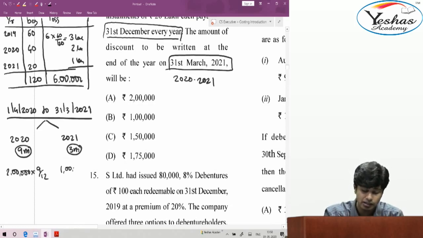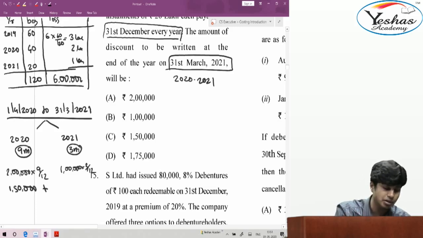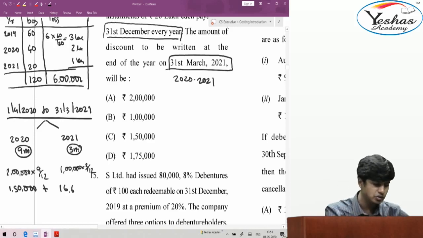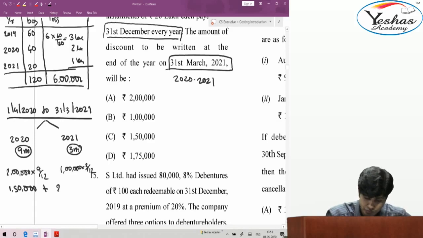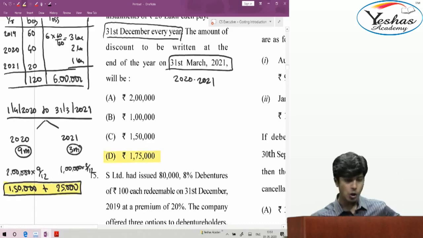2021 is 1 lakh. So 1 lakh is for the entire year. How much for 3 months? I'll get 2 lakh multiplied by 9 divided by 12. So that is 1,50,000 here, plus 1 lakh multiplied by 3 divided by 12. That comes to 25,000. So the answer is 1,50,000 plus 25,000, that is 1,75,000. Option D should be your answer for question number 14.